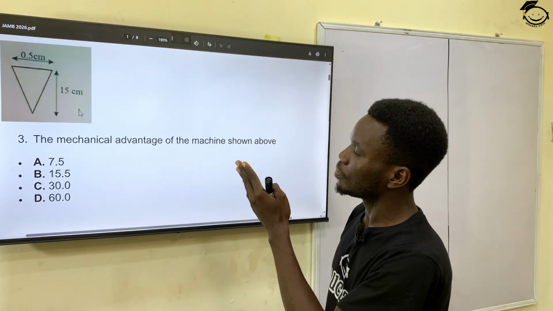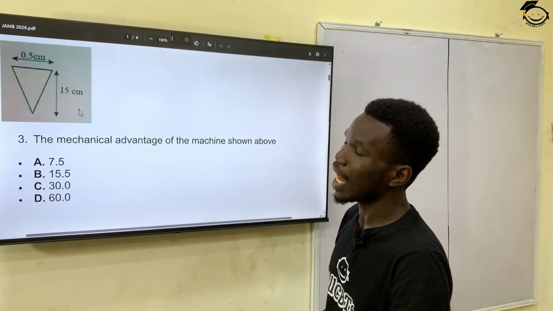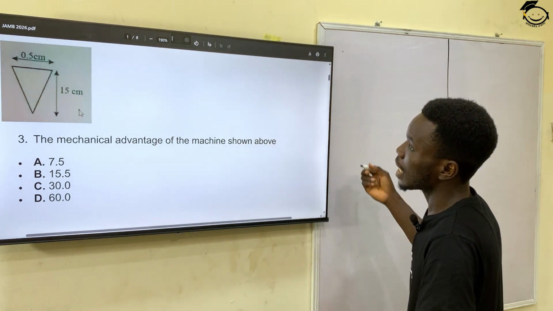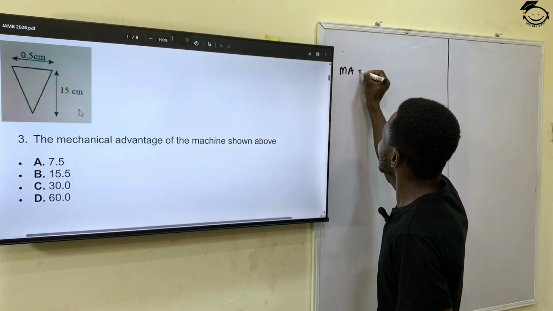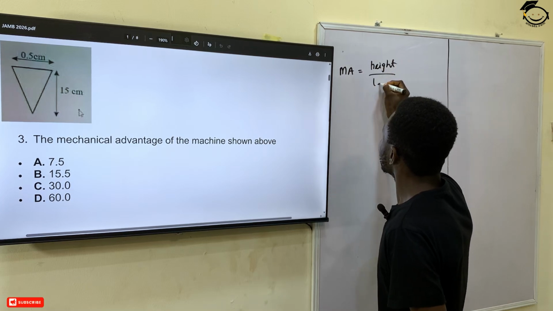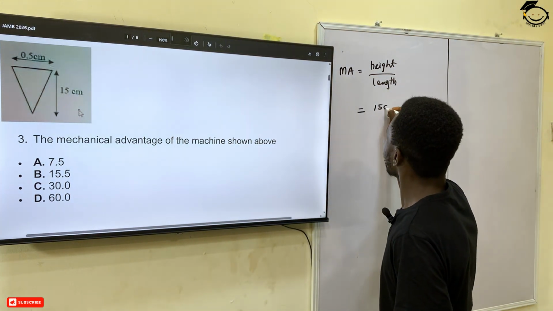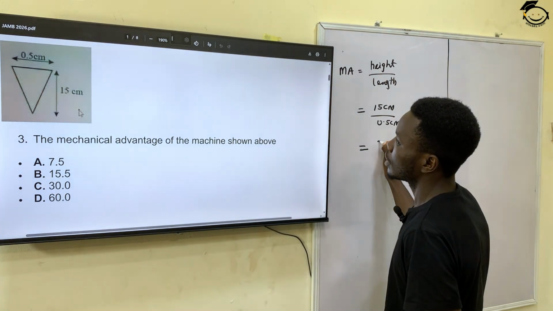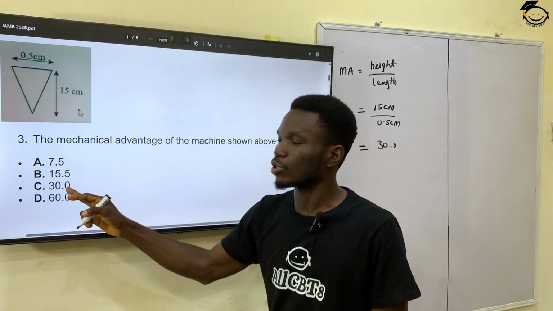We have an inclined plane, and this inclined plane has a height and has a length. And whenever you have an inclined plane like this and you are looking for the mechanical advantage, your MA in this inclined plane is the height over the length. So in this case, what we are going to be having is 15 centimeters divided by 0.5 centimeters, and that will give me 30.0. And that is my final answer, which is option C.